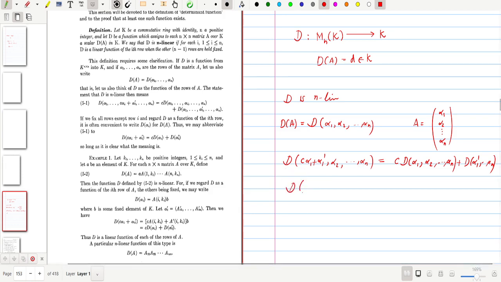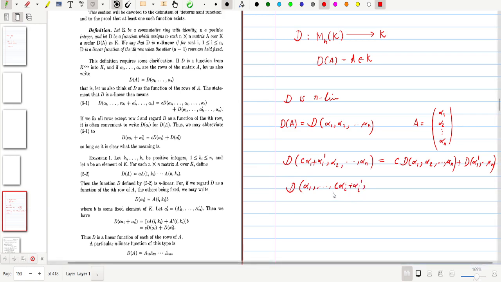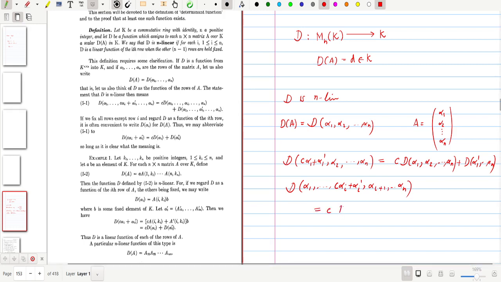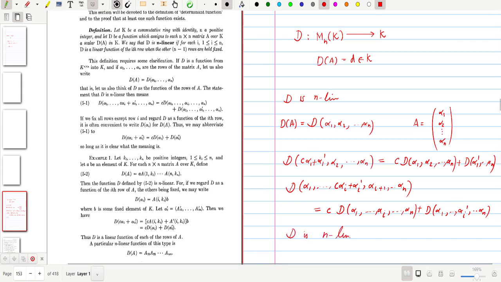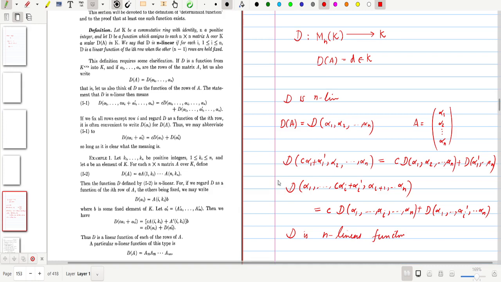So if you replace alpha i by c times alpha i plus alpha i prime, keeping the other rows fixed, alpha 1 etc., alpha i plus 1 etc., alpha n, then you can write this as c times D of alpha 1 etc., alpha i etc., alpha n plus D of alpha 1 etc., alpha i prime etc., alpha n. If D satisfies this condition for every i equal to 1, 2, 3, etc., n, then this D is called an n-linear function. So a function D from M_n(K) to K is said to be n-linear if D satisfies this condition.